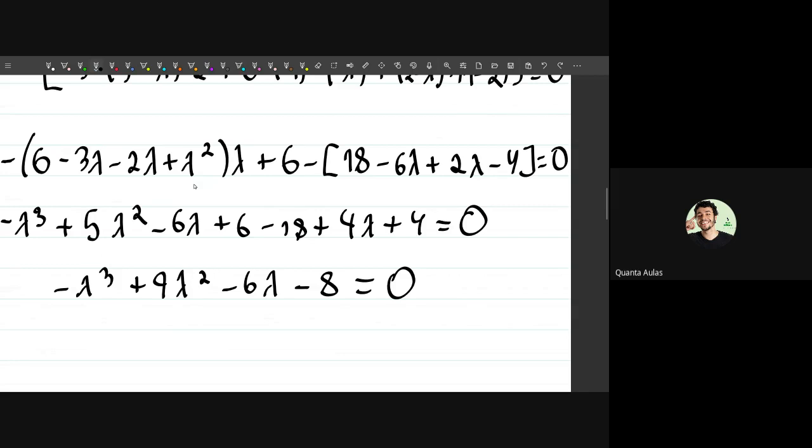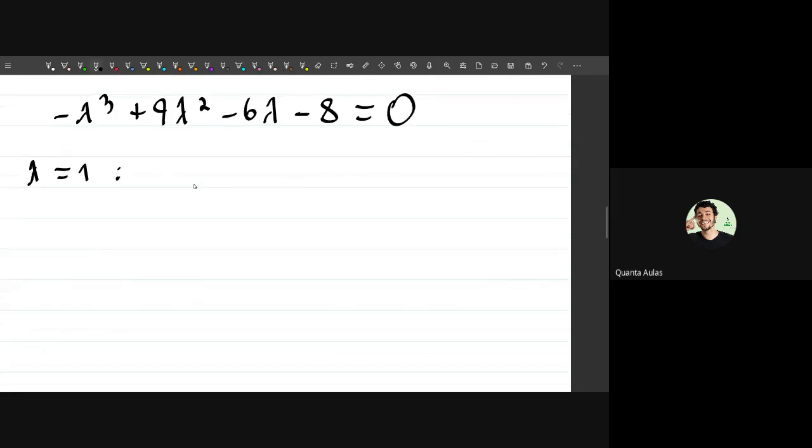So we need to choose some easy values to put in the equation to observe if they are roots or not. For example, we can try lambda equals 1. We will just try, okay? If we put 1 in the lambda, we have minus 1 plus 9 minus 6 minus 8, okay? So we don't have a solution with this value. This is a problem.